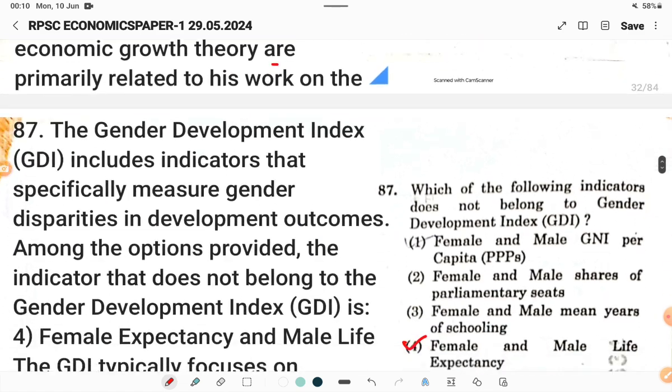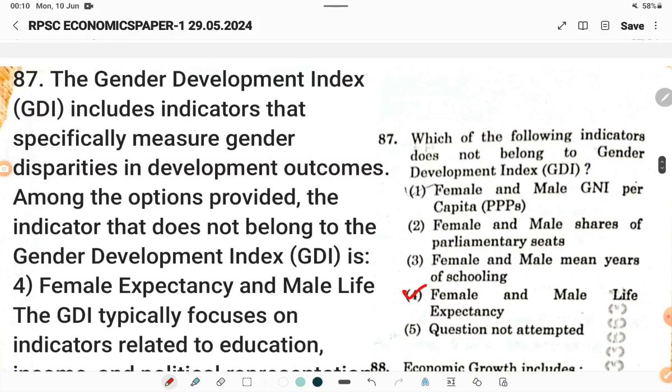Now the next question is 87. Which of the following indicators does not belong to Gender Development Index (GDI)? So the first statement is female and male GNI per capita PPPs. It's related, and female and male shares of parliamentary seats, it's also related. And third is female and male mean years of schooling is also related. Education also related in it. And the fourth one, female and male life expectancy, is not related to GDI.